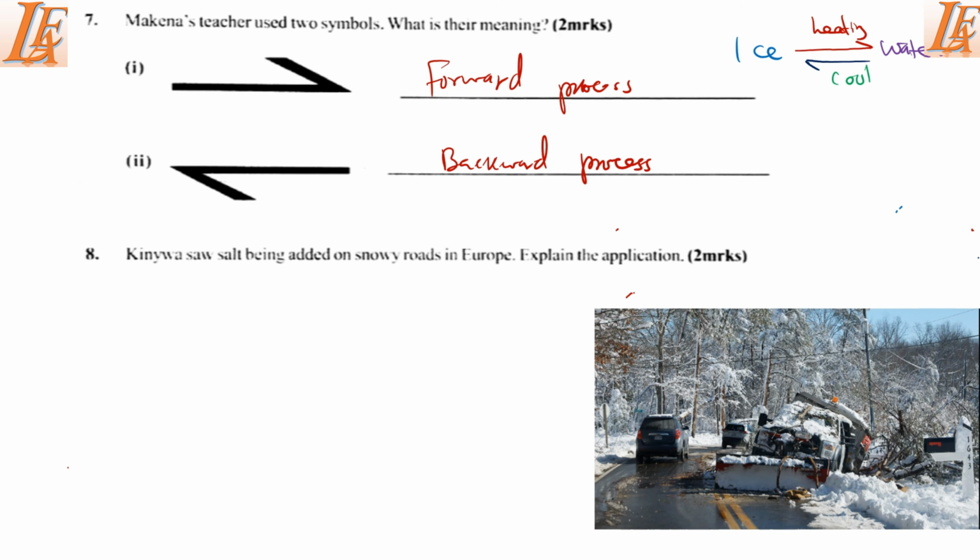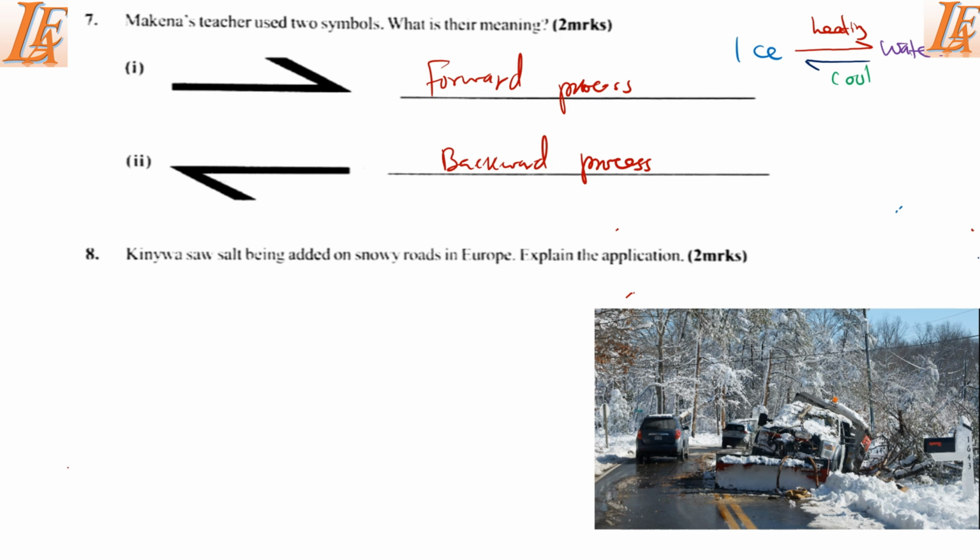Then question 8, Quinoa saw salt being added on snowy roads in Europe. Explain the application. So you can see on this photo, in Europe, when it is in winter, there is a lot of ice on the roads because the temperatures of water are below 0 degrees. So in this case, this ice, since it's in solid state, it blocks road or vehicles from moving smoothly. So for you to do that, you have to add salt.